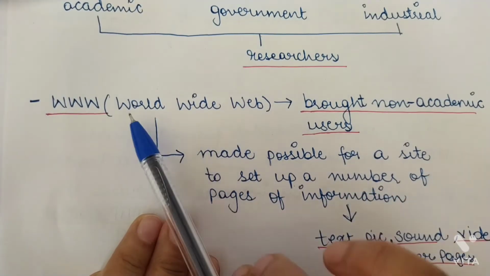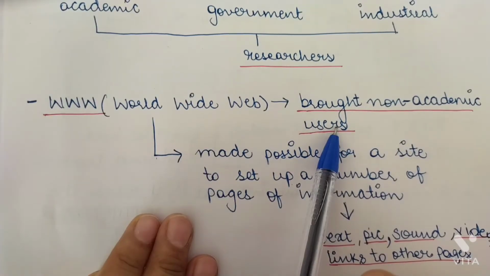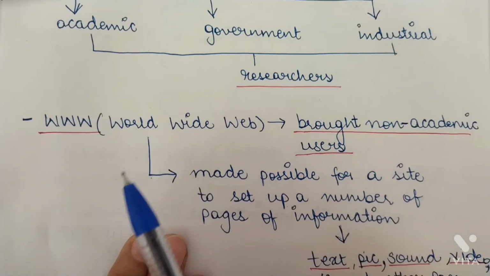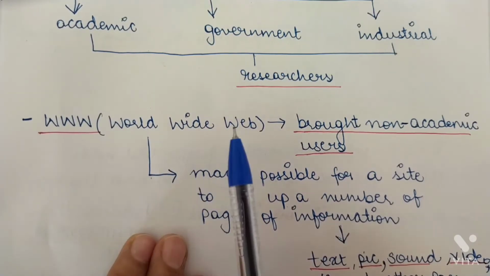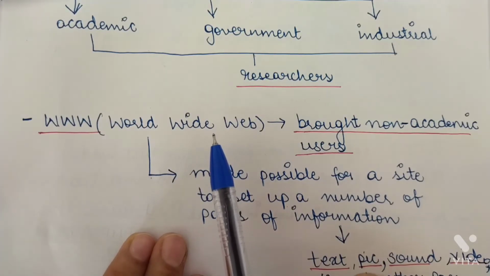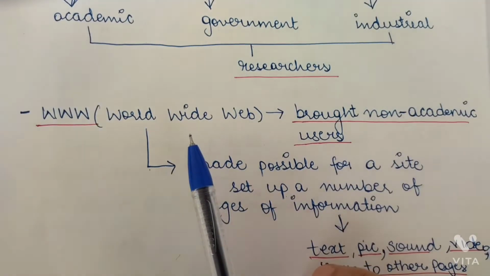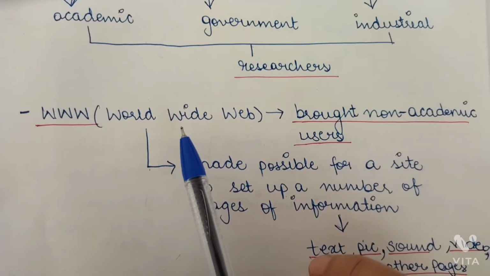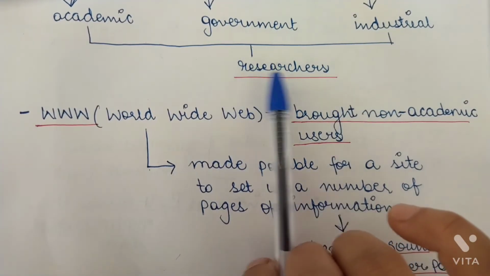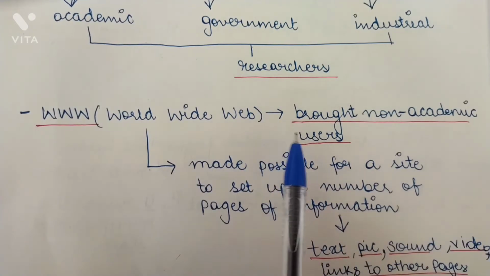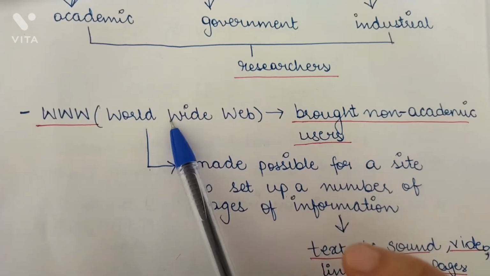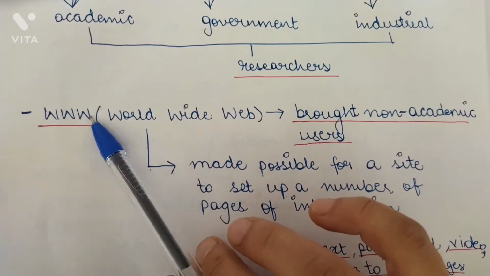So this World Wide Web brought non-academic users. Now it's not just the academic users who are using the internet. Every person is playing around with the internet now, be it a 4 years old child or a 75 years old person. They are not researchers specifically, they are not academicians, government researchers, or industrial researchers. They are just common people who want to use the internet, and they are also using the internet now. This was made possible with the help of the World Wide Web, which is the www that you call.